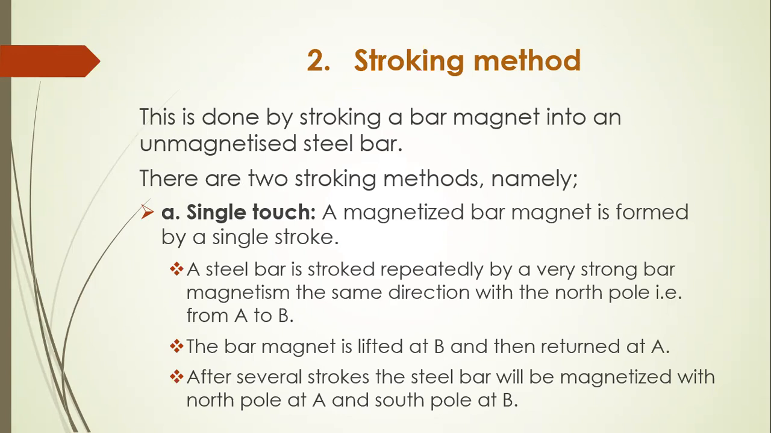Take an example, a steel bar is stroked repeatedly by a very strong bar magnet, in the same direction with the North Pole. This means, take an example from A to B, and the bar magnet is lifted at B, then returned at A. Then after several strokes, the steel bar will be magnetized with the North Pole at A and the South Pole at B.